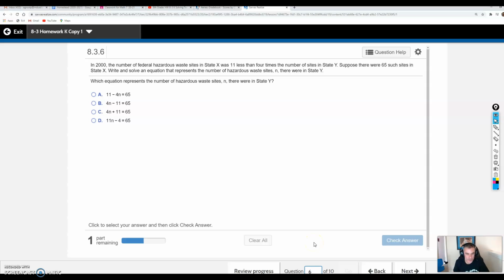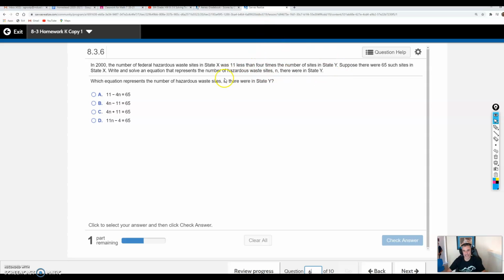It says in 2000, so that's the year 2000, the number of federal hazardous waste sites in state X was 11 less than 4 times the number of sites in state Y. Suppose there were 65 such sites in state X. Write and solve an equation that represents the number of hazardous waste sites N there were in state Y. That is really difficult to understand. I had to read through that a couple of times because they're using state X, state Y. We got this N in there.